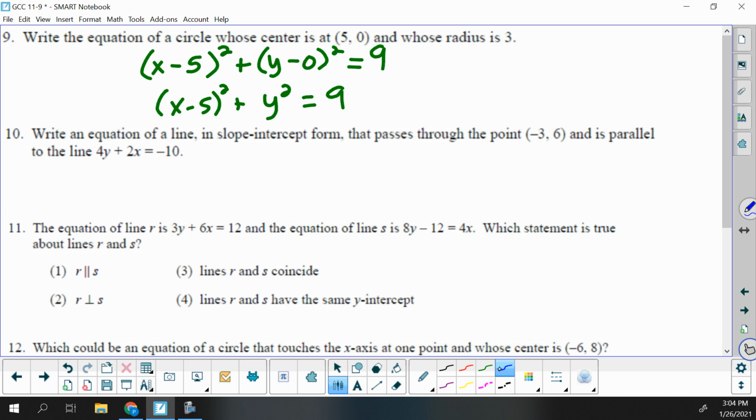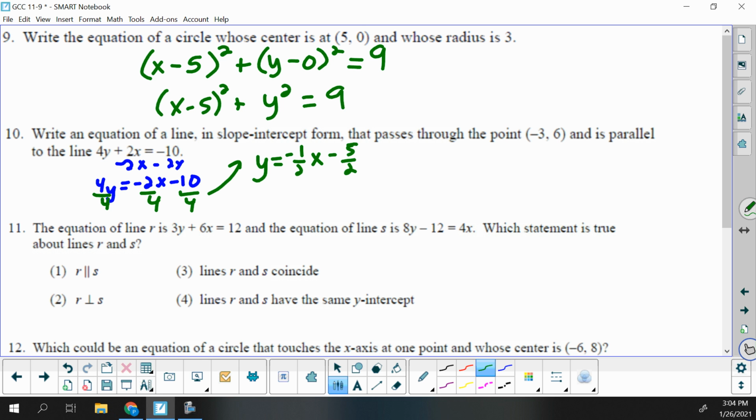All right, we want to pass through that point and be parallel to this given line. So first thing we want to do is get it in slope-intercept form. So let's subtract the 2x over, and that'll give us 4y equals negative 2x minus 10. So we're going to divide everything by 4. And we'll now have y equals negative 2 over 4, which reduces to negative 1/2 x, and negative 10 over 4 reduces to negative 5/2.